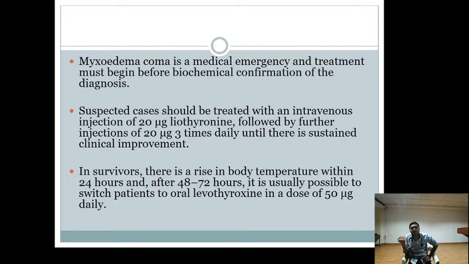Generally, the treatment is given with intravenous 20 micrograms liothyronine. It can be given 3 times daily. Generally, within 24 hours there is a rise in body temperature. After 48 to 72 hours, it is usually possible to switch patients to oral levothyroxine in a dose of 50 micrograms.